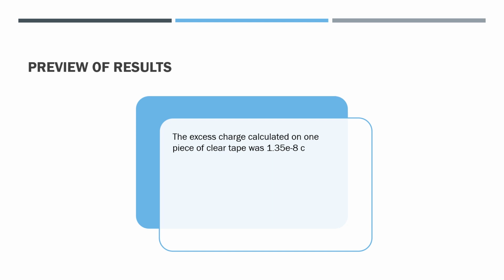The force of gravity is equal to mass times the gravitational constant. And to preview our results, the excess charge calculated on one piece of clear tape was 1.35 times 10 to the negative 8 coulombs.